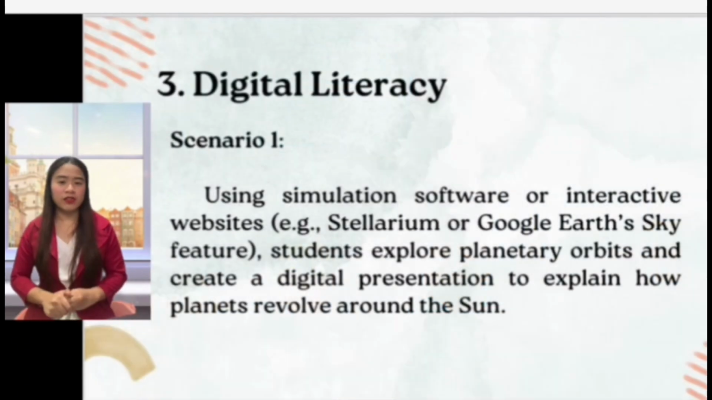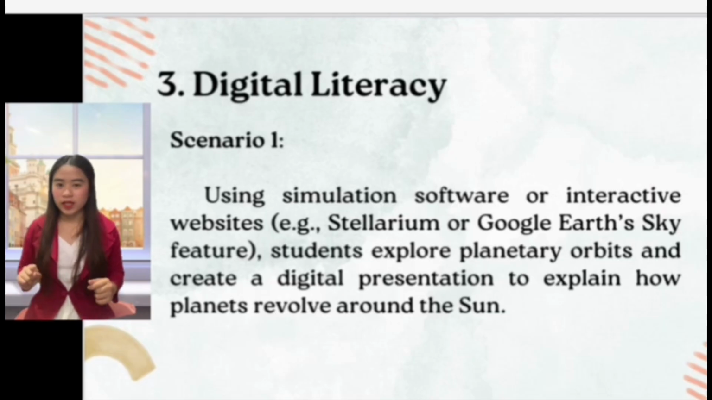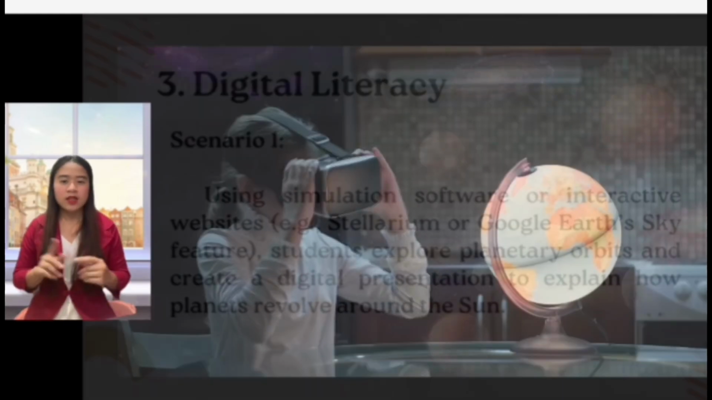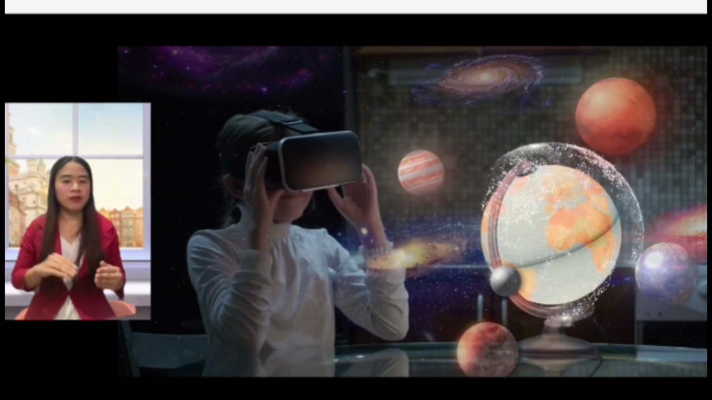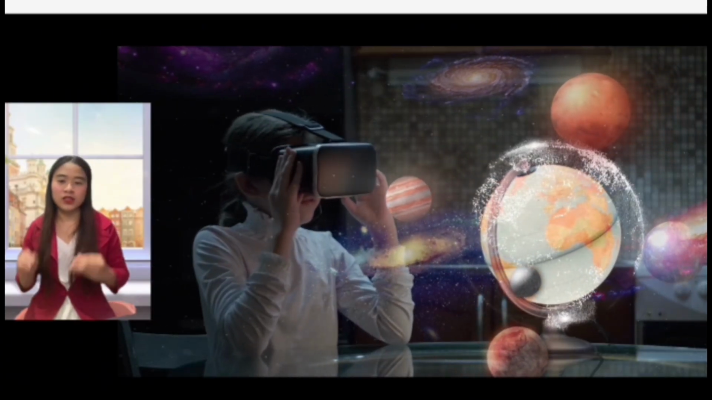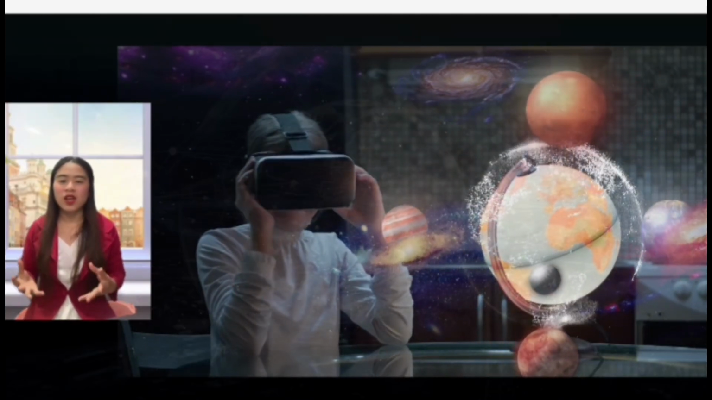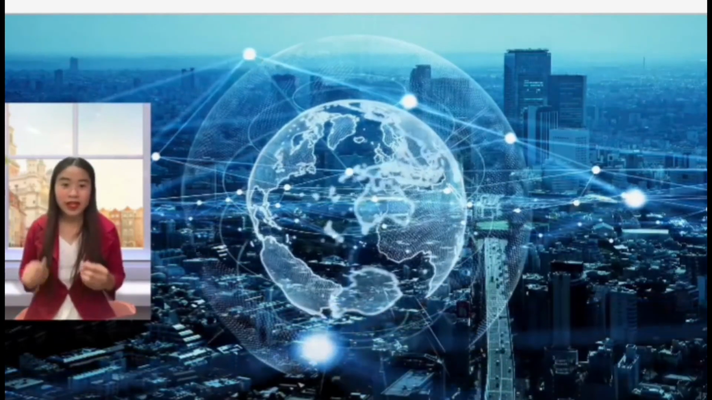We have here a sample scenario number 1. Using simulation software or interactive websites like Stellarium or Google Earth Skies, students explore planetary orbits and create a digital presentation. This shows that digital literacy helps us learn science in a fun and interactive way. Instead of just reading, we can see how planets move in space.